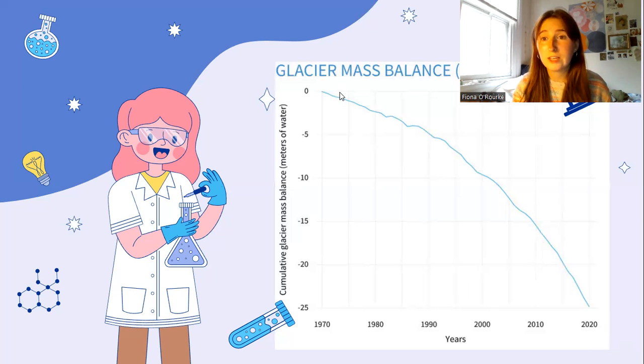So we looked at the data from the graph and we saw a trend here that the mass balance is decreasing every 10 years. So I think that is a really good prediction based on what we learned.